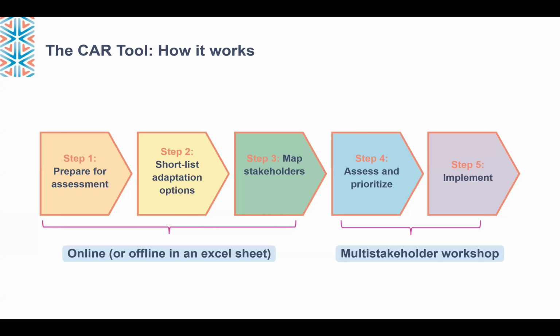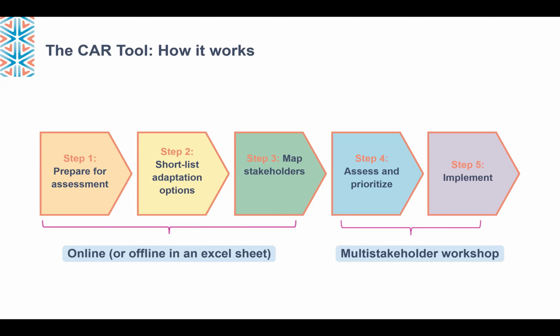So the tool is organized, like I said, around steps. So there are 5 steps in the process that are outlined here. What's important to note is the first 3 steps can be completed in an online interface of the tool, or alternatively in an offline Excel sheet. Whereas steps 4 and 5 require a multi-stakeholder workshop or key informant interviews, but it's really the participatory segment of the tool. So step 1 is the prep phase, which I'll walk us through.